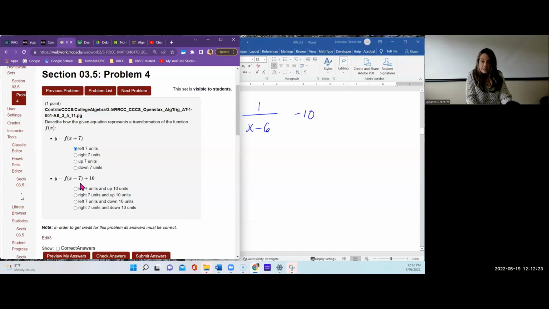F of x minus 7 is inside the main operation, and it's subtracted, which means left or right. And since it's subtracted, it does the opposite and goes right 7. That's the second or the fourth choice. Then the plus 10 should move it up 10, which is the second choice.